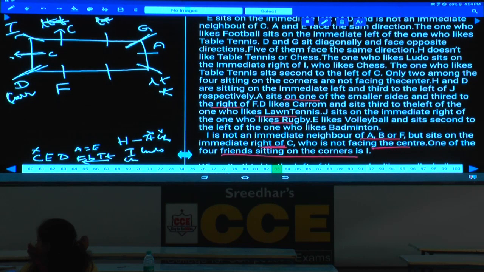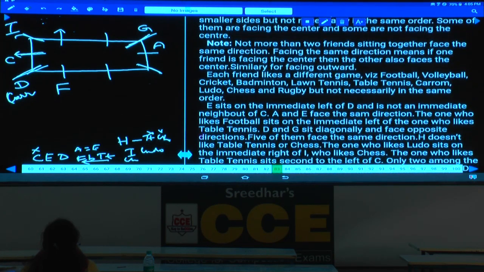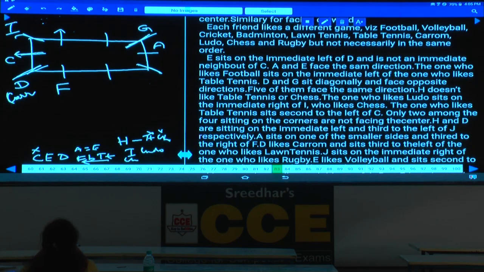Now we can fix the place of C as well. Done with this? Now this C will be at this place. Now we have fixed this arrangement I, C, D, F, A, and we are done. Then C, E and D, the first information we have taken. What is the first information here? E sits on the immediate left of D.